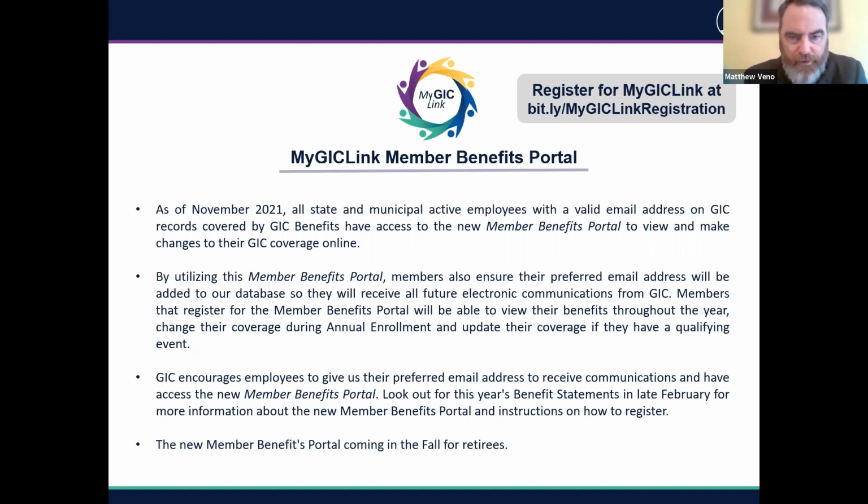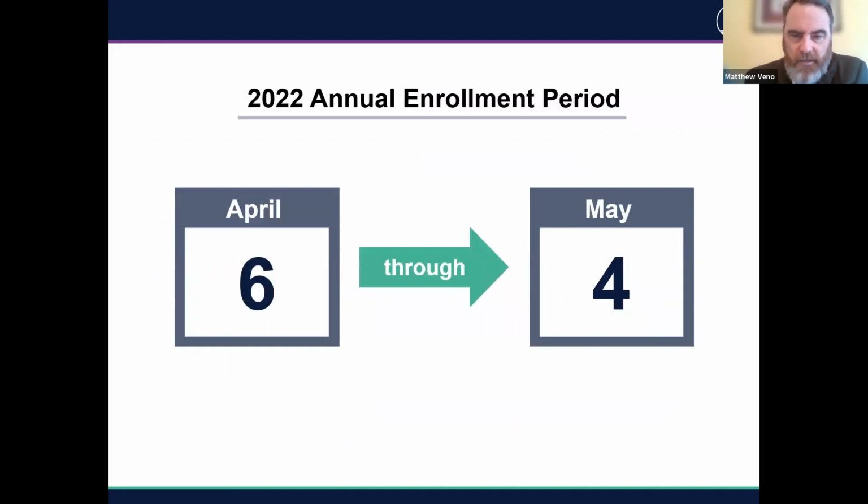of this past November. And the portal will be rolled out to retirees in the fall of this year. So we encourage all of you to provide your preferred email address, to receive communications about the portal. There will be more information about how to register when the benefit statements arrive in your mailboxes in February. So I mentioned the annual enrollment dates at the outset, but as a reminder, next slide, the annual enrollment will start on April 6th and will run through May 4th.